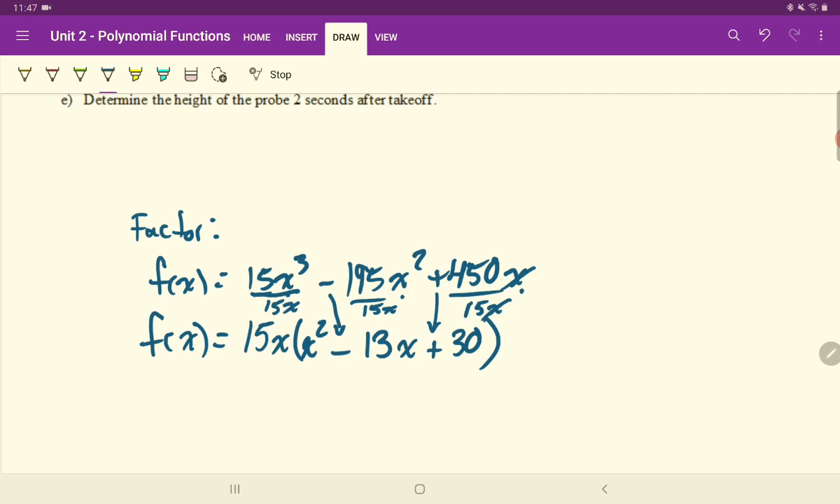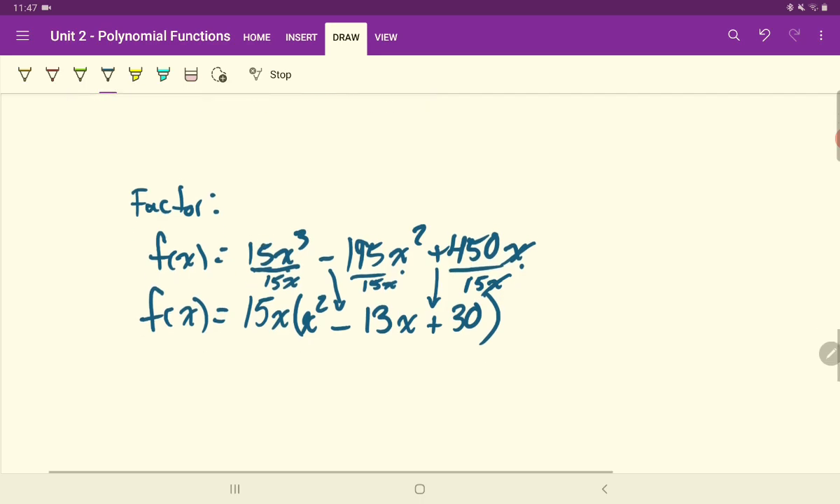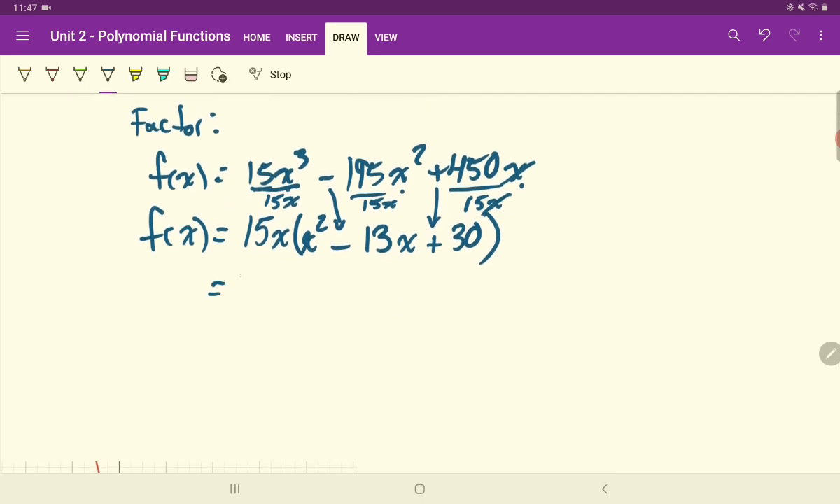We see that there's now a trinomial inside my brackets that I can further factor, right? So even though I have the 15x, I can't do anything with that right now, but I actually can factor this simple trinomial in my brackets if I find two numbers that multiply to 30 and add to negative 13.